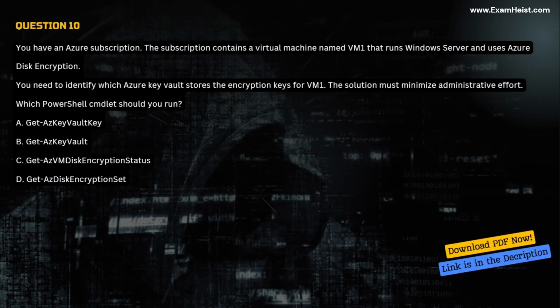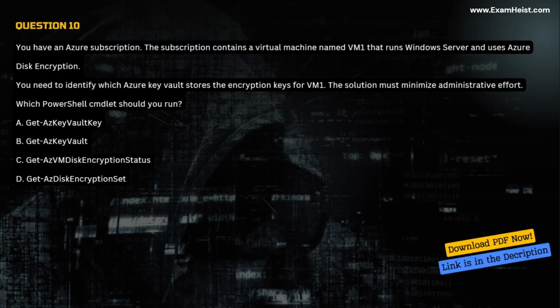Question 10. You have an Azure subscription. The subscription contains a virtual machine named VM1 that runs Windows Server and uses Azure Disk Encryption. You need to identify which Azure Key Vault stores the encryption keys for VM1. The solution must minimize administrative effort. Which PowerShell command should you run?